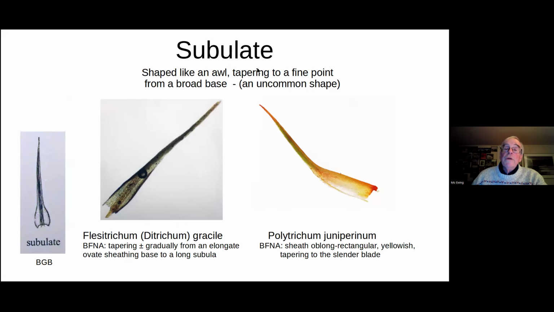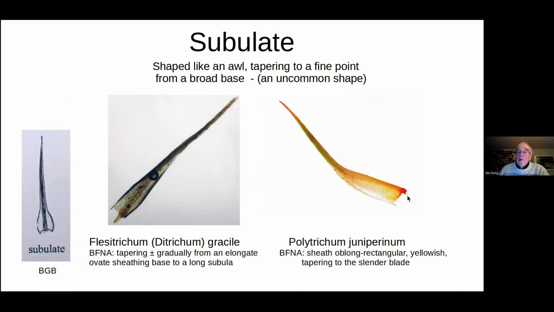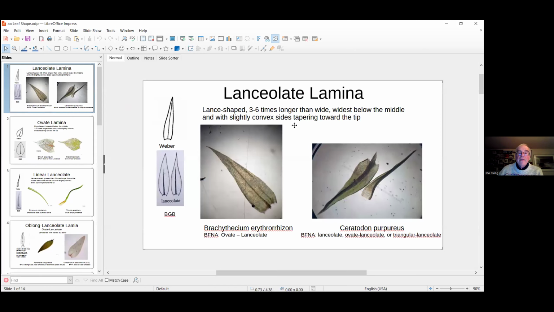And then the last one is subulate, which means shaped like an awl. It's very close to linear lanceolate, but it tapers to a very fine point. And maybe we're splitting hairs here, because linear lanceolate is very close to this. So that is the end of that.